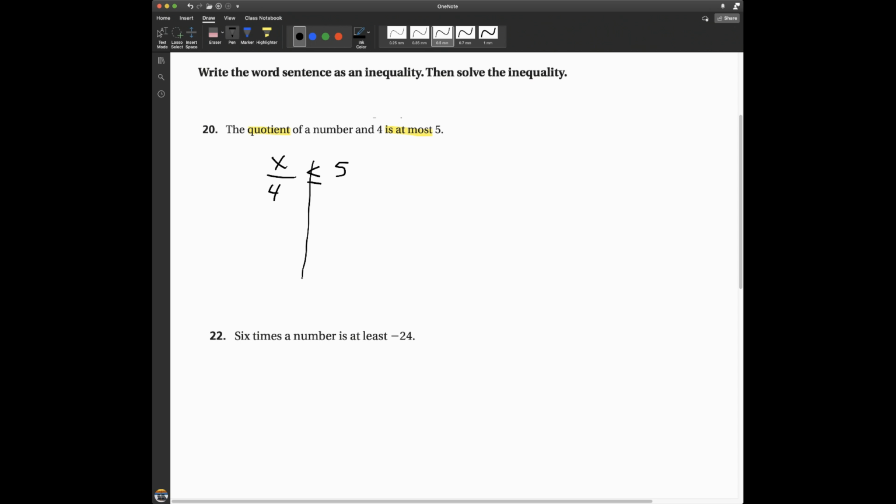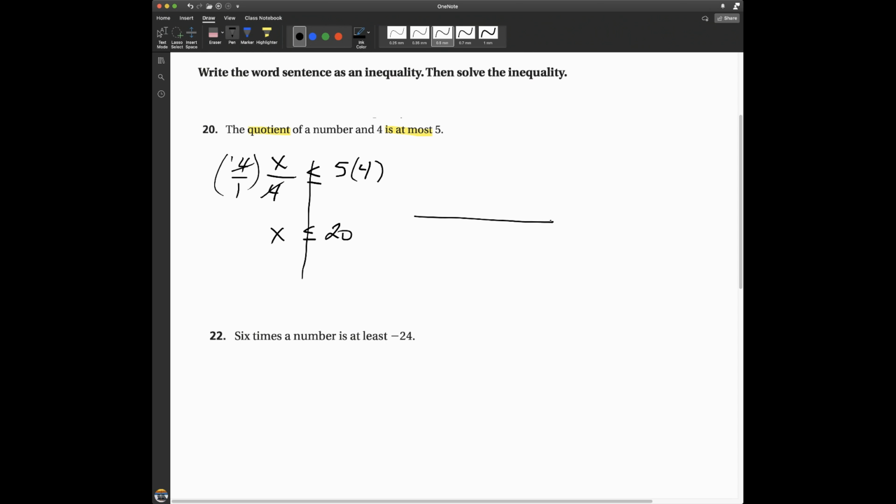And can we solve this? Yes, I know you know how, right? We multiply both sides by 4. And there's canceling that goes on here. And I have x is less than or equal to 20.